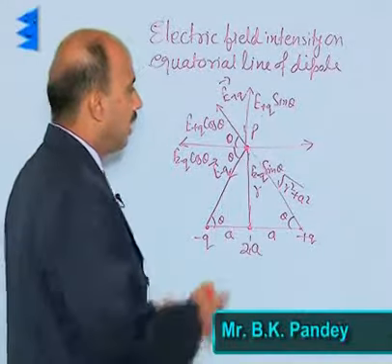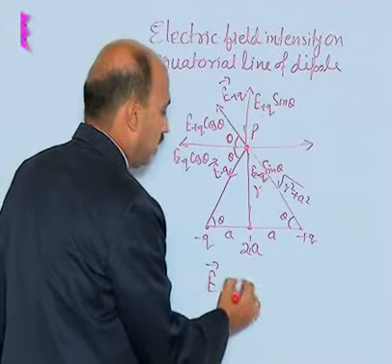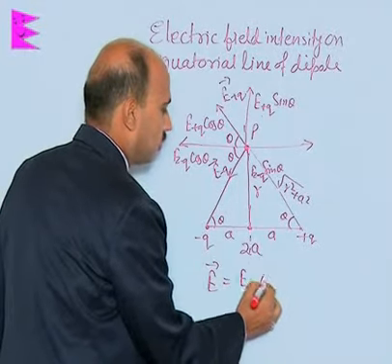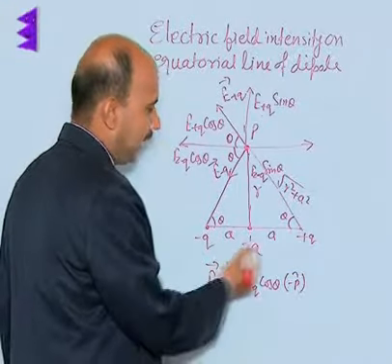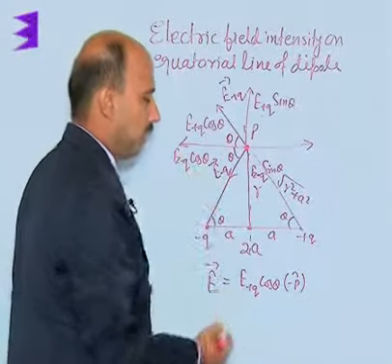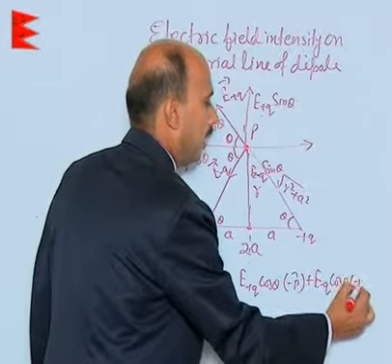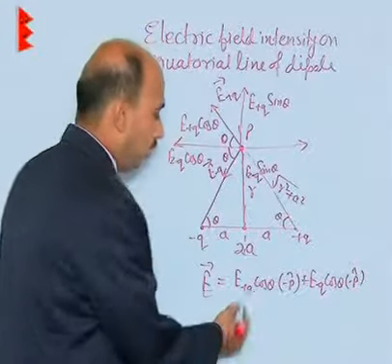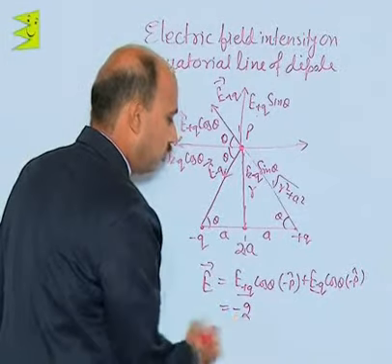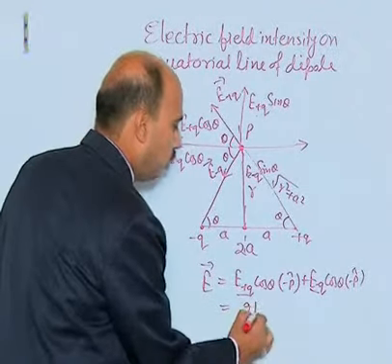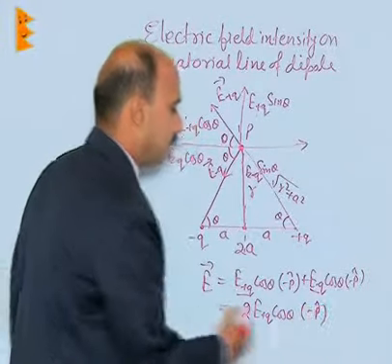So we can write the total electric field intensity at point P, E, is equal to E plus Q cos theta in the minus P cap direction, because P cap is from negative to positive, it is going positive to negative, plus E minus Q cos theta in the minus P cap direction. So E plus Q and E minus Q are equal, so we can write 2 E plus Q cos theta in the minus P cap direction.